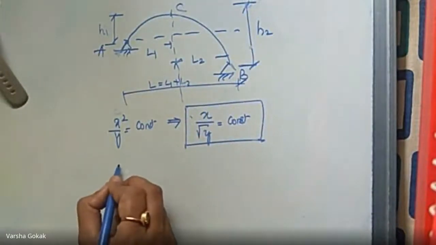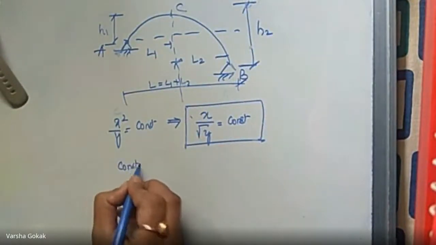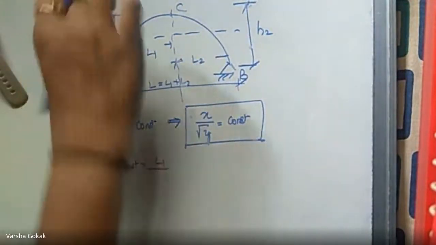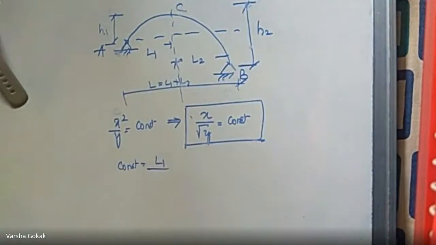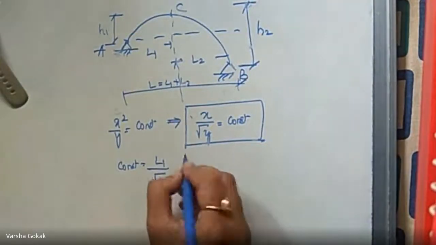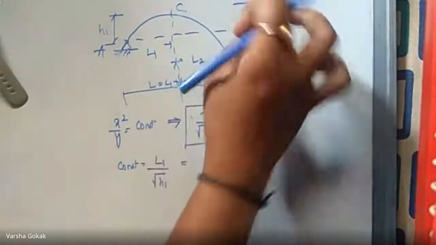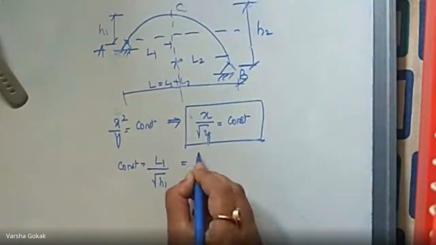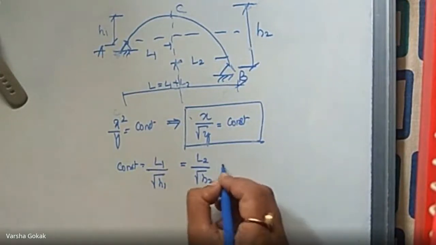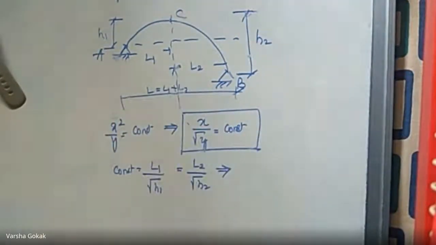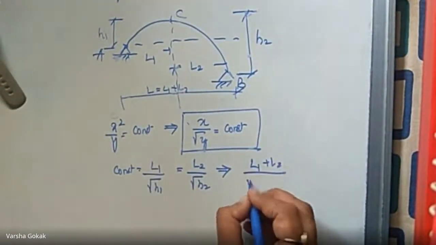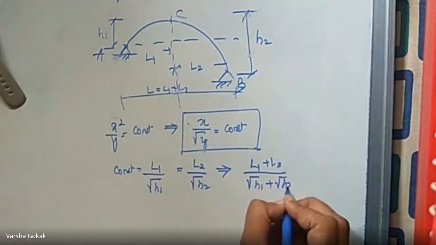So when I apply this on A point, constant becomes equal to x, that is L1, divided by root of y, that is h1, under root of h1. Similarly, I can also write for the other part. So x becomes L2, y becomes h2, L2 by root h2. So together, if I want to write for the entire parabolic curve, it is going to be L1 plus L2 divided by under root h1 plus under root h2.